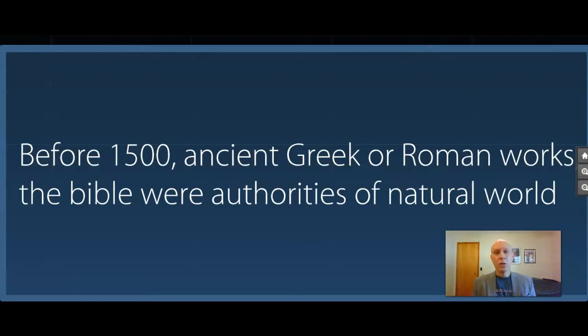As you get into the age of Christianity, then the Bible and what the church said about the Bible became authorities about the natural world and an explanation for why things were the way they were. So as you approached the year 1500, basically if Aristotle said it and or the church said it, then that meant it was true. And people didn't really question that prior to getting into the 1500s. If they said it, then it was true.